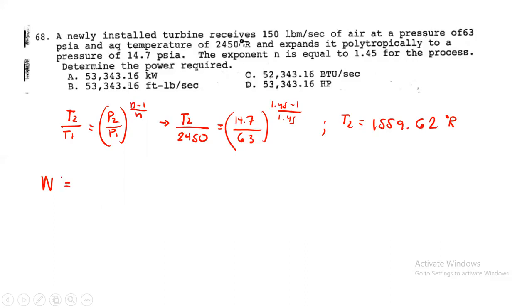is equal to power or yung work. Syempre, ang polytropic work is M, or mass flow rate times R times T2 minus T1. So, pwedeng ganitong formula ng gamitin natin, no? Divided by 1 minus M. So, ilan yung mass flow rate natin?